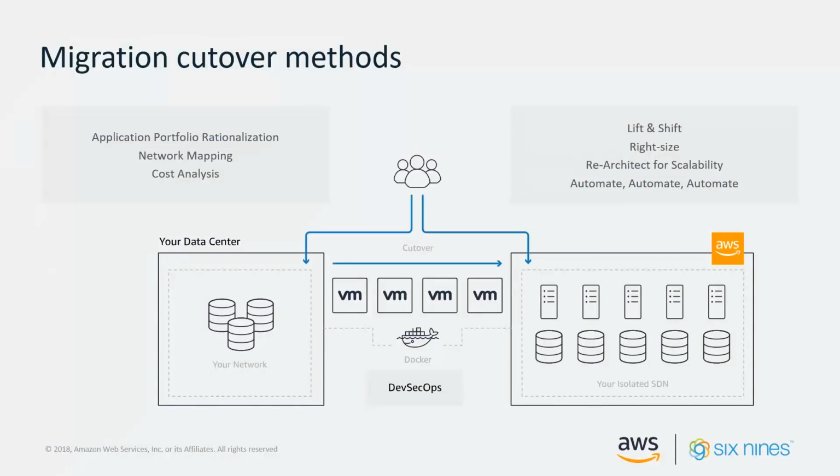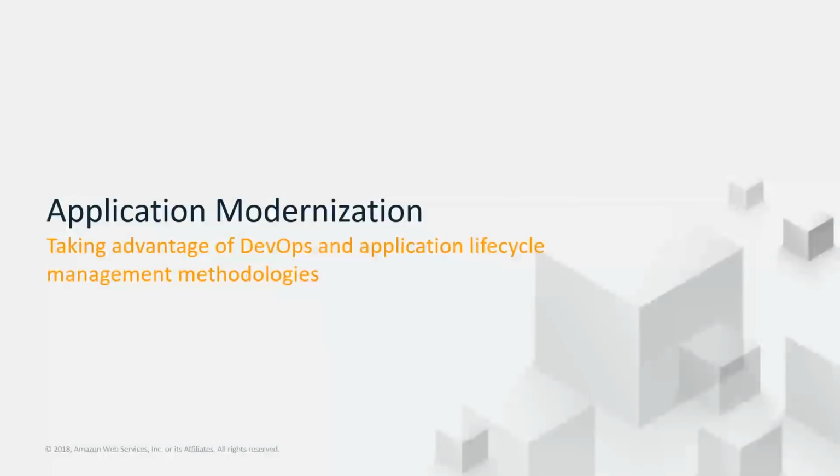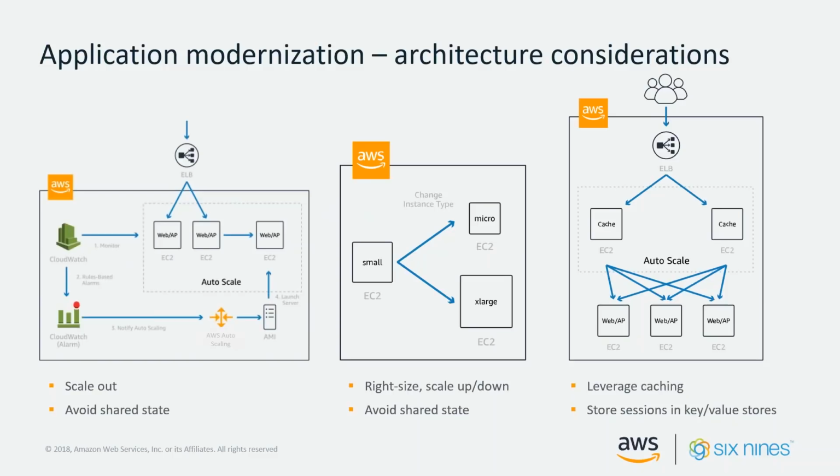Really getting the right tool for the job is really important. Re-architecting for scalability, and as I mentioned, automating as much as possible is very key in the migration. I'd like to talk a little bit now about application modernization and really taking advantage of some of the modern patterns in architecture and methodology to modernize Windows workloads.